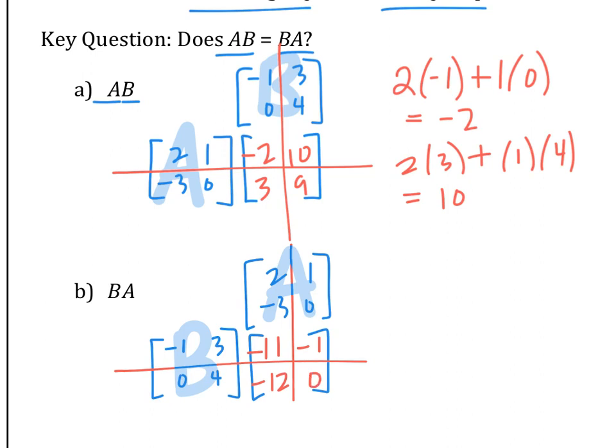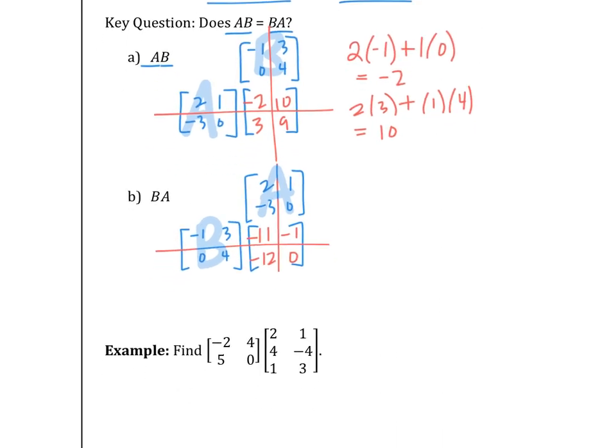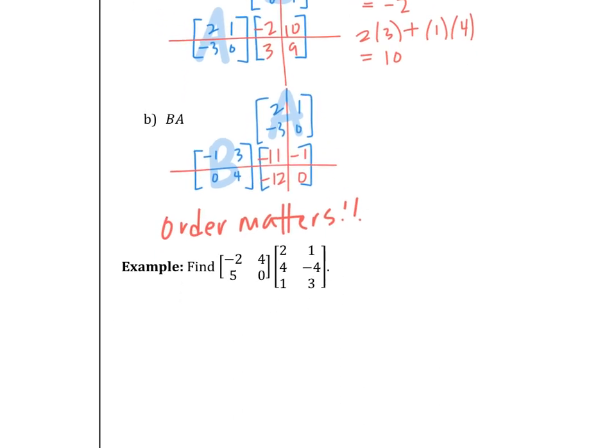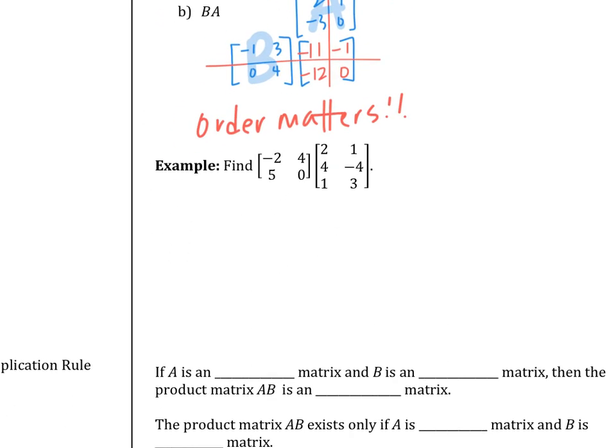So the question is, does AB equal BA? No, definitely not. AB gives you a totally different matrix from BA, which means that order matters, which is going to be a big deal later on. The order you multiply matters. All right, so let's try another one.